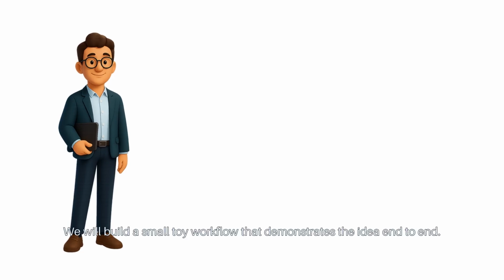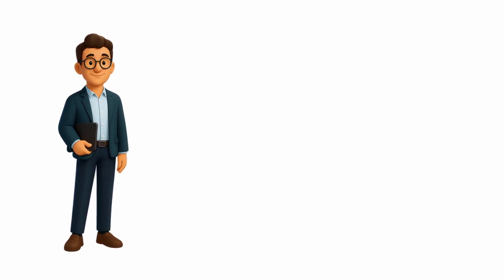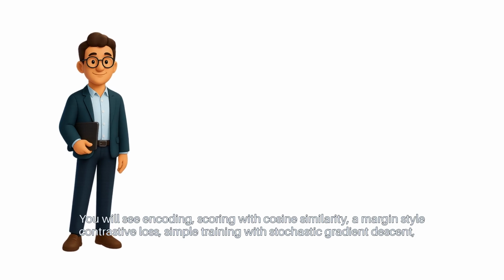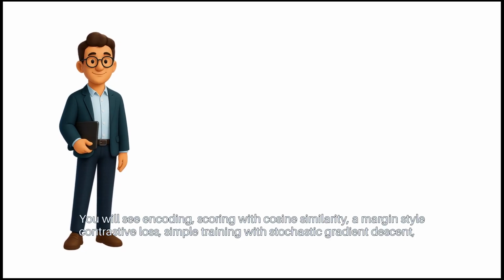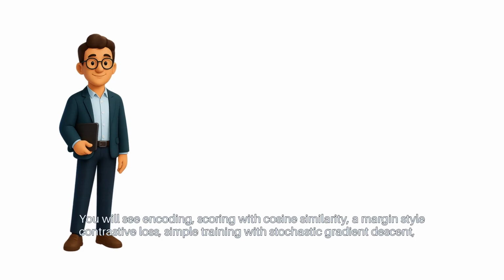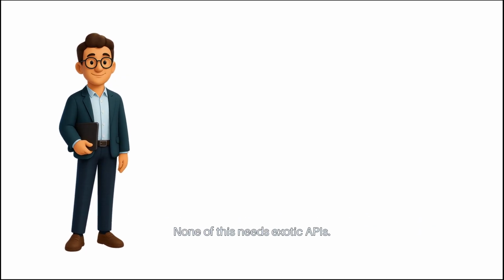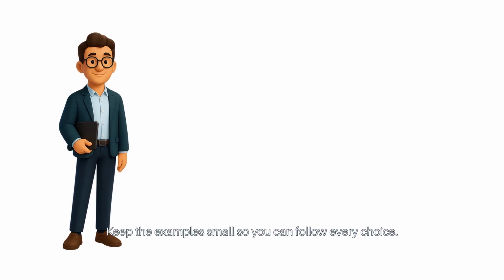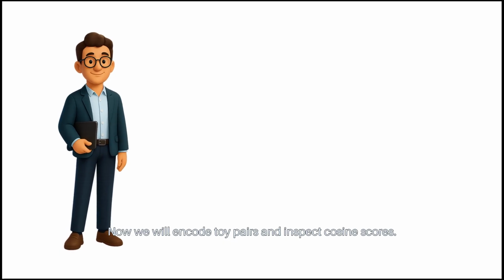We will build a small toy workflow that demonstrates the idea end to end. You will see encoding, scoring with cosine similarity, a margin-style contrastive loss, simple training with stochastic gradient descent, a hardest negative mining pass, and finally a nearest neighbor retrieval step. None of this needs exotic APIs. Keep the example small so you can follow every choice. Now we will encode toy pairs and inspect cosine scores.